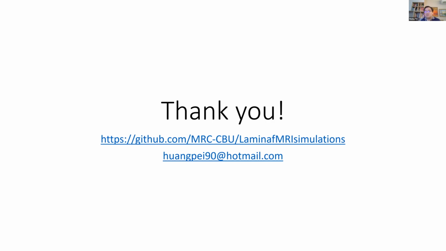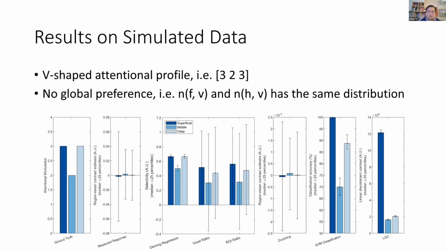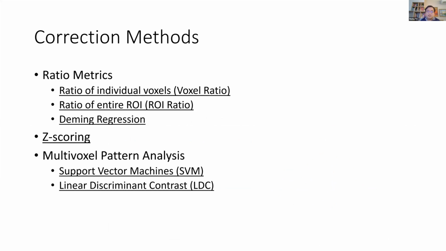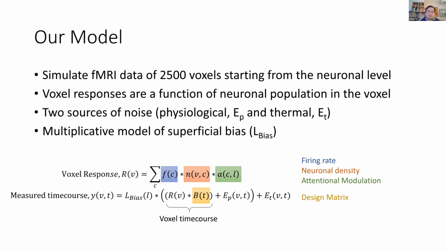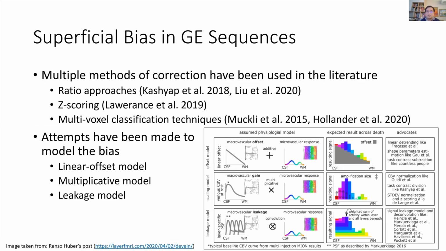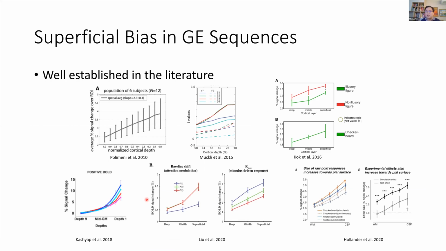Because this simulation is a very general simulation, I think that it applies to almost all gradient echo data. If you go back to my introduction, you can see that a wide range of paradigms have been explored at 7T, and all of them still show very similar profiles. So it's likely that this is something that is constant across all regions.